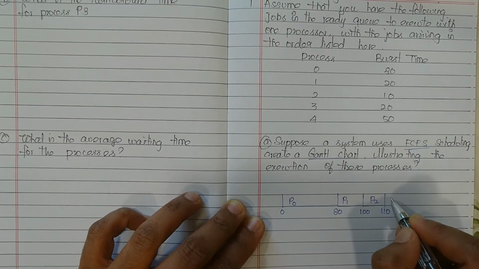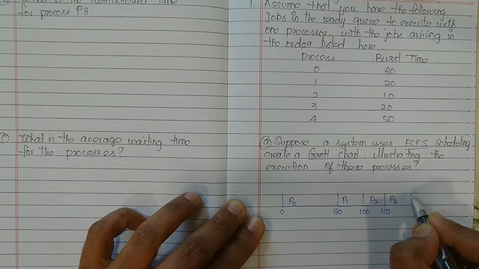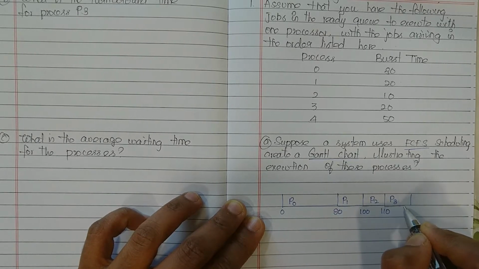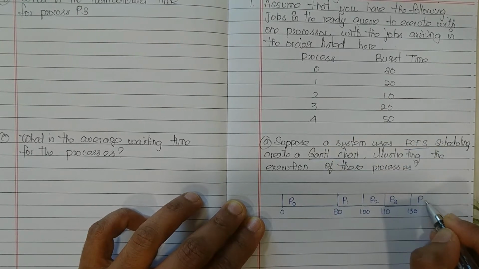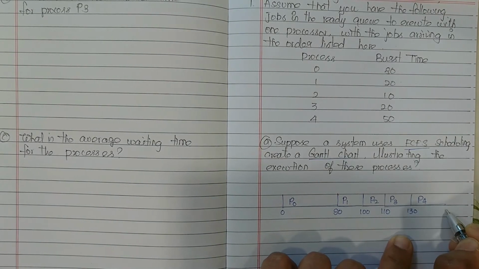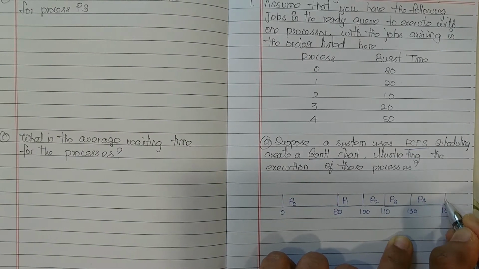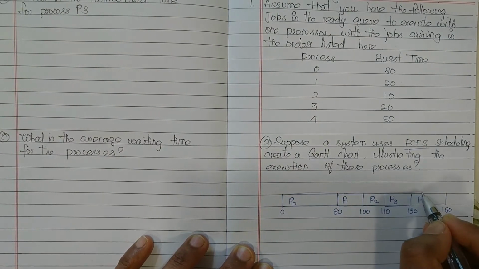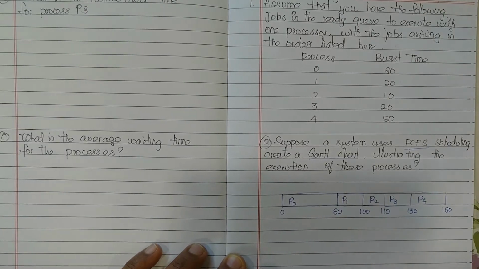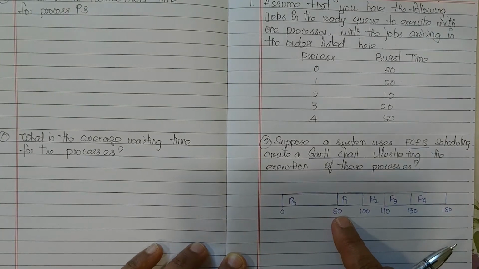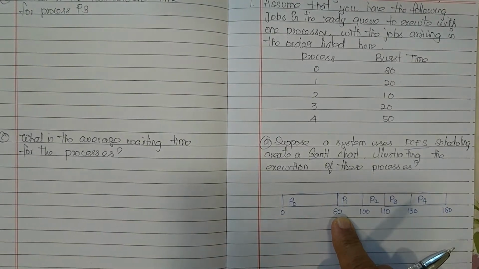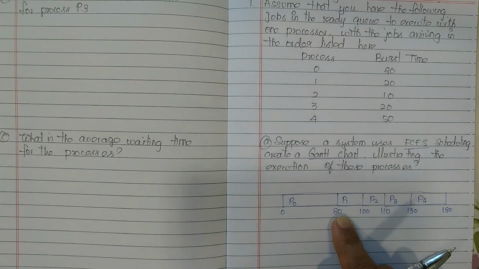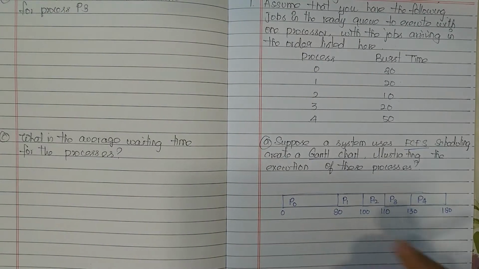After that, process P3. It needs 20 milliseconds, so 130. The last process is P4, 50 milliseconds. So 130 plus 50, 180 milliseconds. So at time 180, all the processes have finished their execution. Okay, so this is the Gantt chart showing the FCFS scheduling.